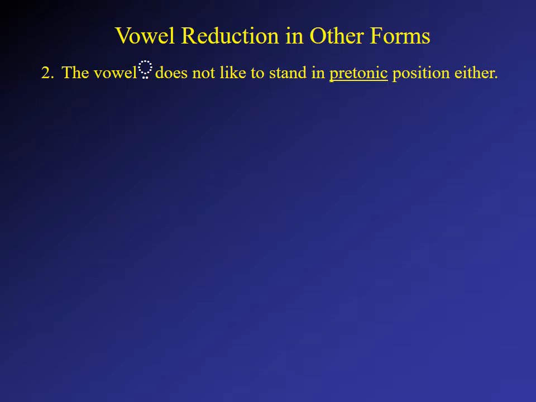The second rule is that the vowel tsere, not only does it not like to be propretonic, it doesn't even like to be pretonic. So if it finds itself in a pretonic position, it will reduce to schwa. So here we have mizbeach. This tsere is happy because it's in the accented syllable, mizbeach.